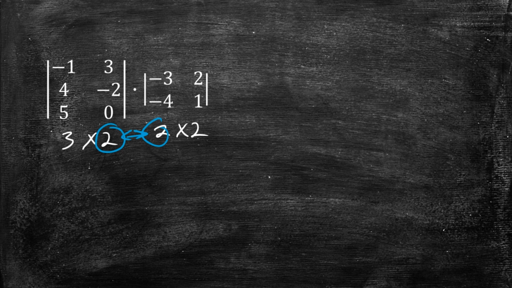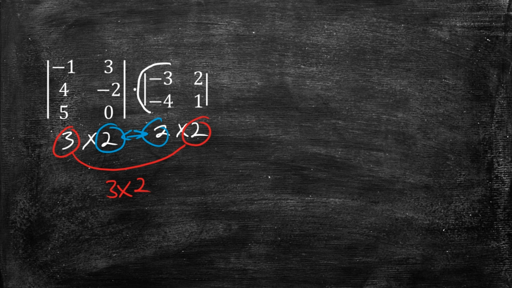In this case, they are. If they are not, the matrix multiplication is not defined. So our order for a new matrix is going to be a 3 by 2 matrix. Okay, so let's go ahead and do the method.